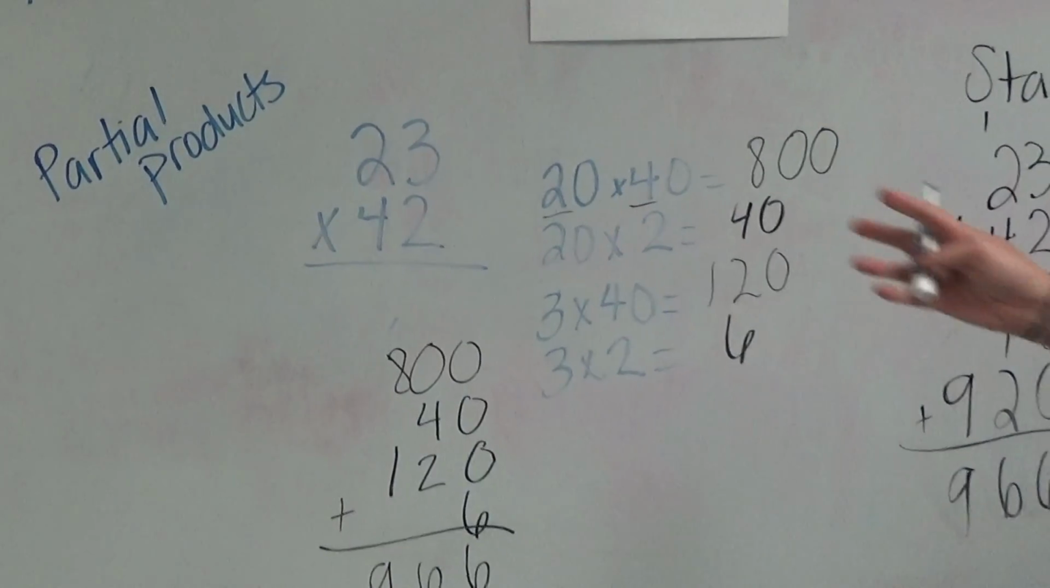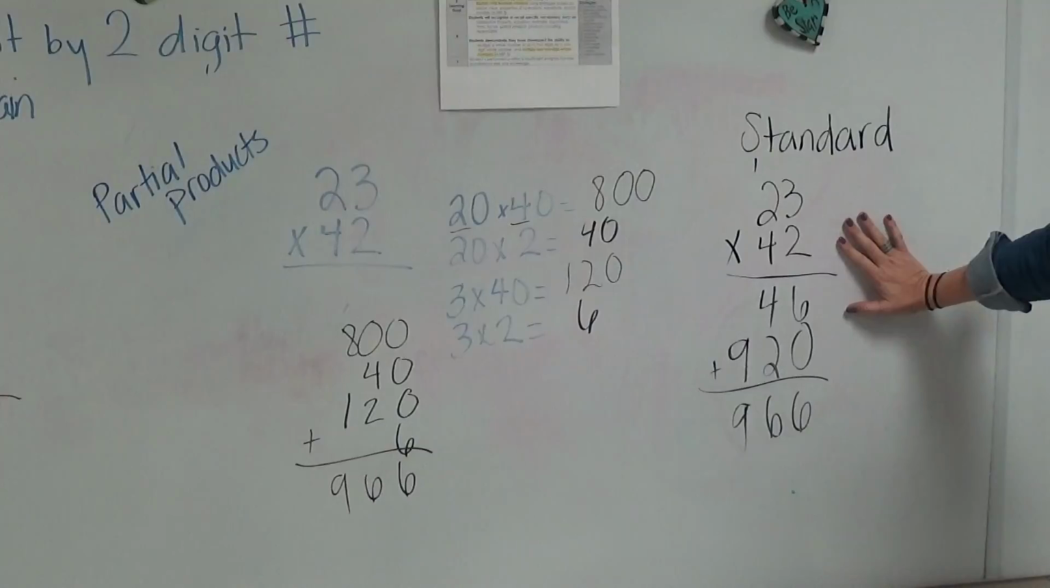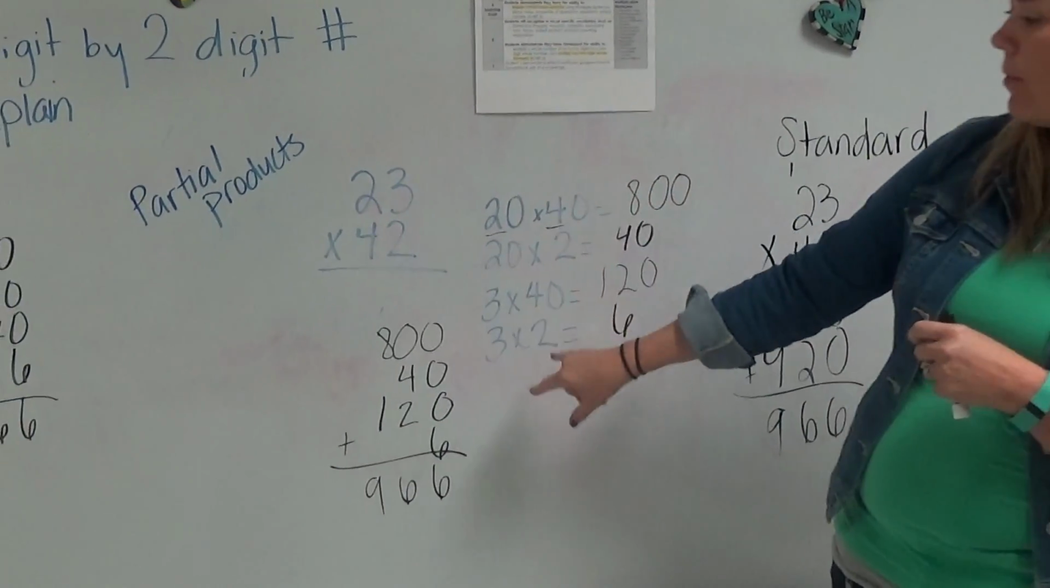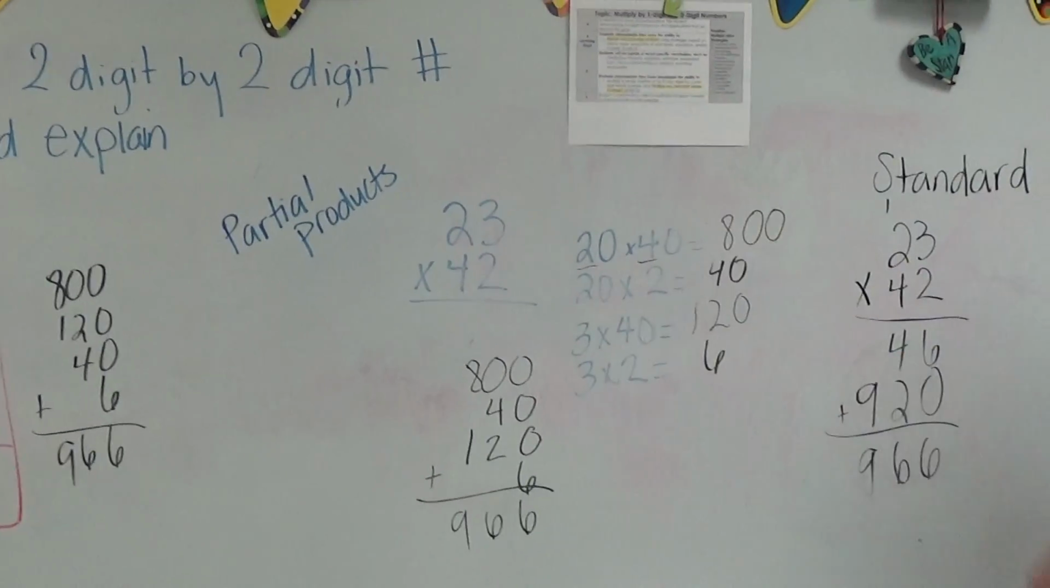So you can see the 3 different ways we solve it. This way, of course, is just more of a process. You're not really understanding how the numbers are broken up and how they work. But we got the same answers. So now I'm going to show you how your students can get the level 3.